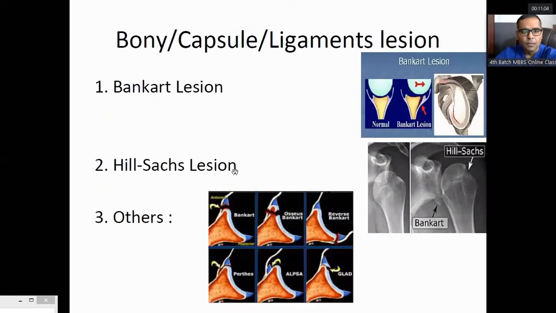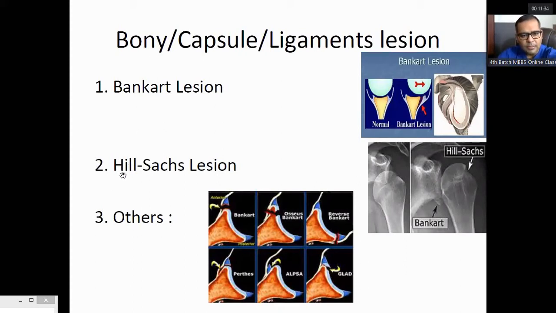So as I said previously, there are different bony, capsule, and ligament lesions, like the Bankart lesion. It is the labral tear, the anterior inferior glenoid labrum tear. Like here in this picture, this is the soft tissue labrum tear, and when it is sometimes associated with a bony chip, we call it bony Bankart lesion.